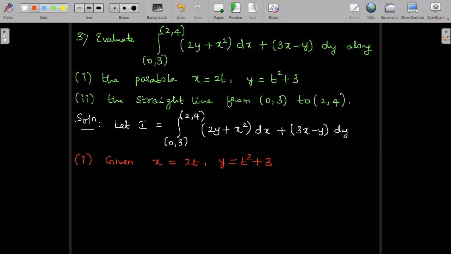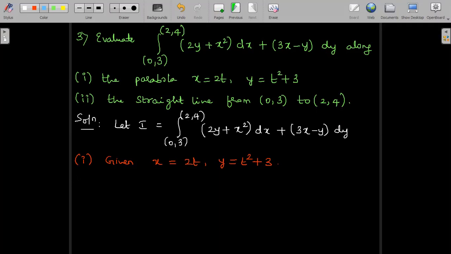So how to write down the limits for t? Either you can use x is equal to 2t and use the limits of x, that is 0 to 2, and change the limits for t. Or we can use y is equal to t square plus 3 and use the limits of y, 3 to 4, and change the limits of t. So anything can be done. One of them I will just apply and show it to you.